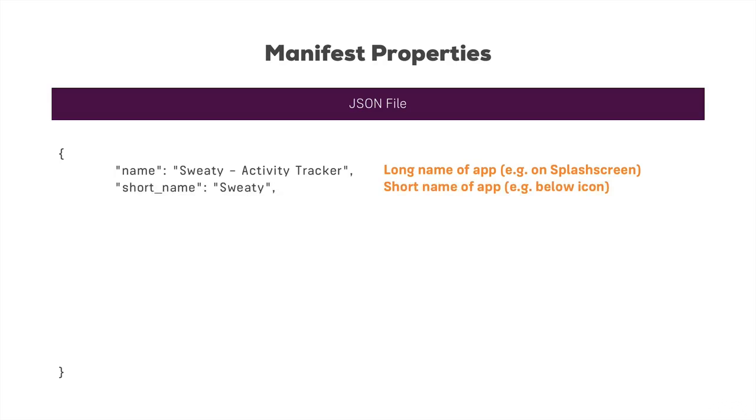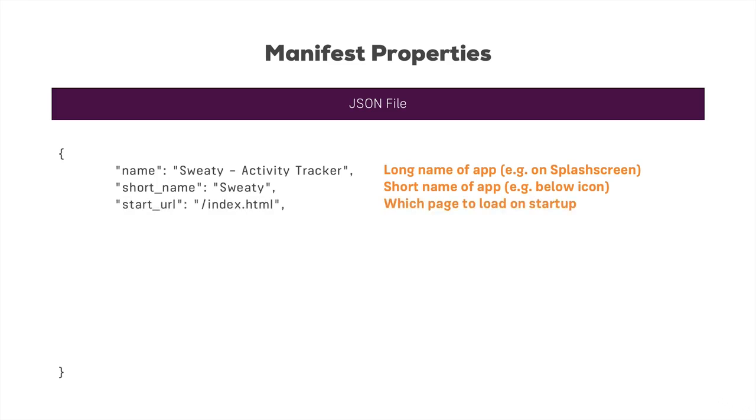Besides the name, we can also specify a short name. This is basically the shortened version of our full name, and it is the name which is shown below the app icon. So basically the browser will use this name whenever the space for the name is limited.